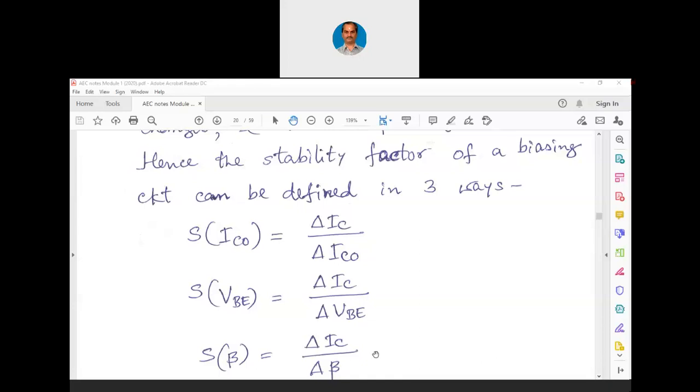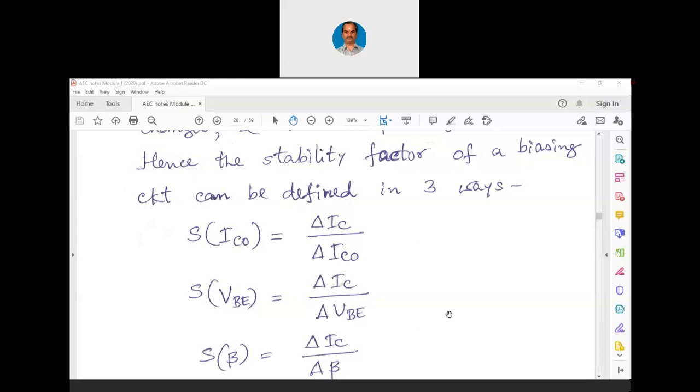So, if the value of S of ICO is much larger, then it means that the circuit is much unstable. Please understand that. Because we are defining the stability factor with respect to the rate of change in collector current. So, if the collector current does not change at all, then the stability factor is 0. And if the stability factor is 0, that means the circuit is ideal, circuit is completely stable.